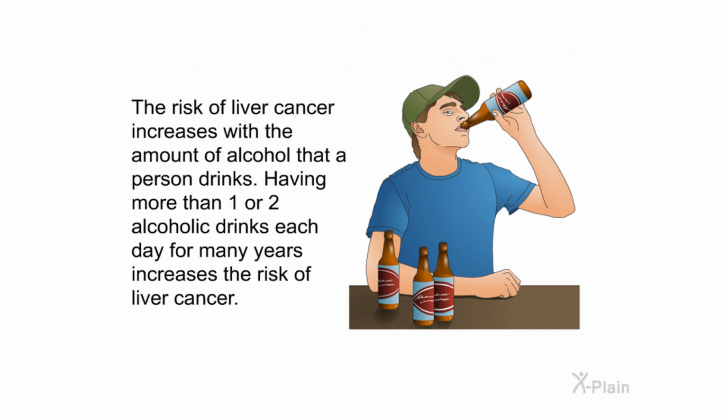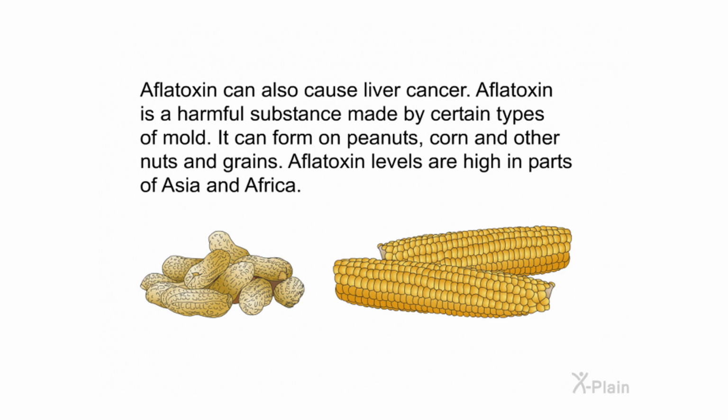The risk of liver cancer increases with the amount of alcohol that a person drinks. Having more than 1 or 2 alcoholic drinks each day for many years increases the risk of liver cancer. Aflatoxin can also cause liver cancer. Aflatoxin is a harmful substance made by certain types of mold. It can form on peanuts, corn, and other nuts and grains. Aflatoxin levels are high in parts of Asia and Africa.